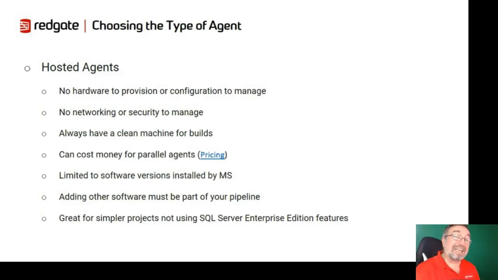If you want to add any other software besides the services that they provide, that's on you to create through your pipeline. It's really nice for simple projects, but it's not great for anything that's using SQL Server Enterprise features or that needs third-party software. For example, if you're using DBA tools as part of your automation, you would have to make sure that you do an install of that each time that you set up your agents, because you've got a clean VM every time, which is great, but also problematic.